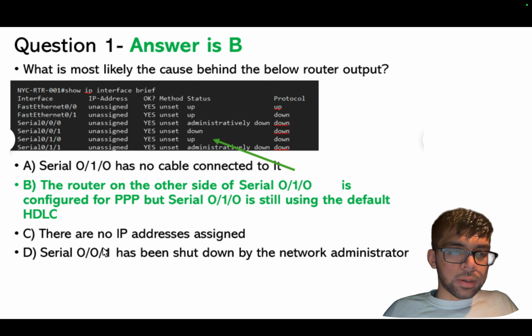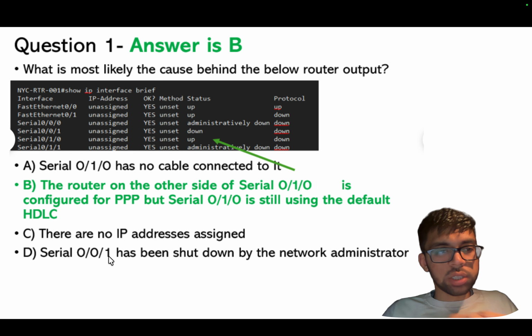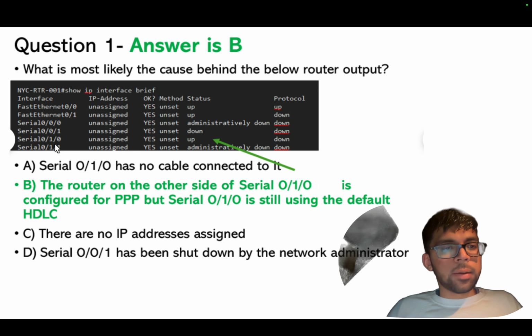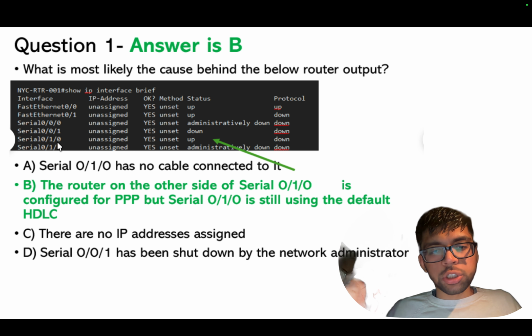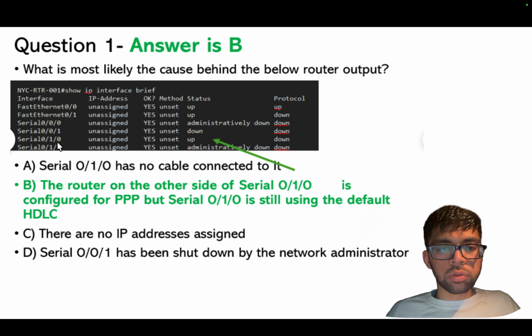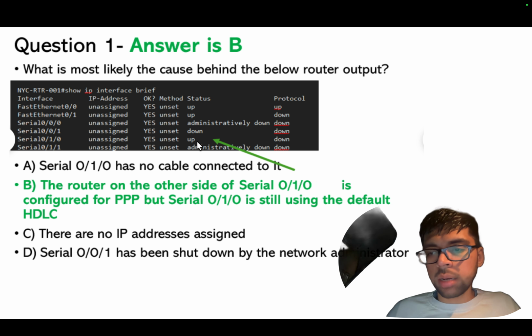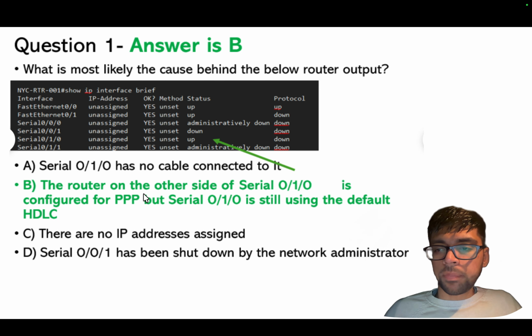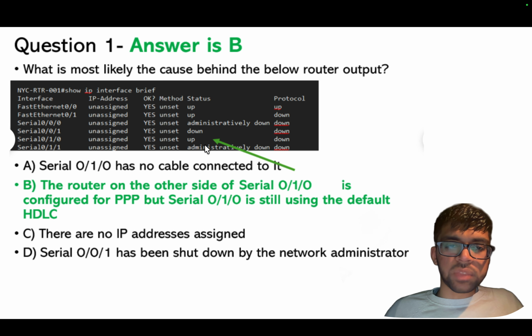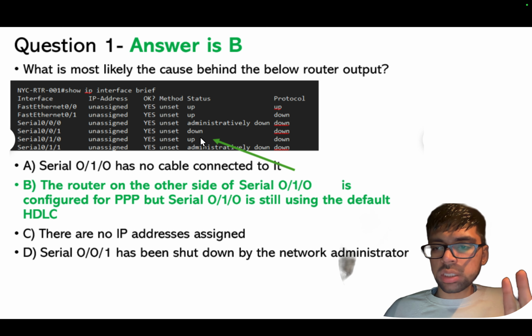Sorry, that should have said 0/1/0. That was referring to the interface in question. Sorry, my bad there. But 0/1/0, that's what it was supposed to say, has been shut down by the network administrator. That is also wrong, because if that was the case, then this would all be down. It would be a line and protocol status of down. So B was the only answer. It's most likely the issue, but you can see now why this is the correct answer, because line status is normally an indicator of layer 1 issues.